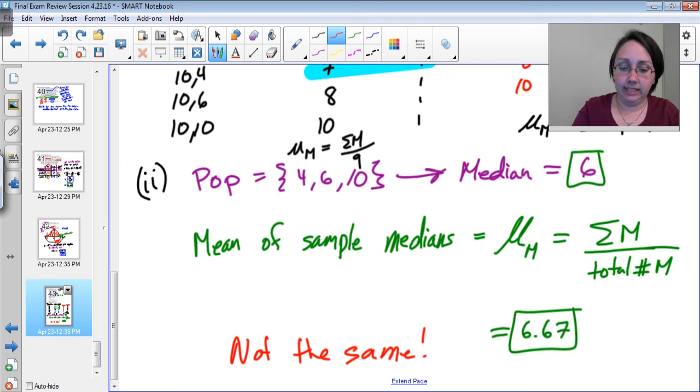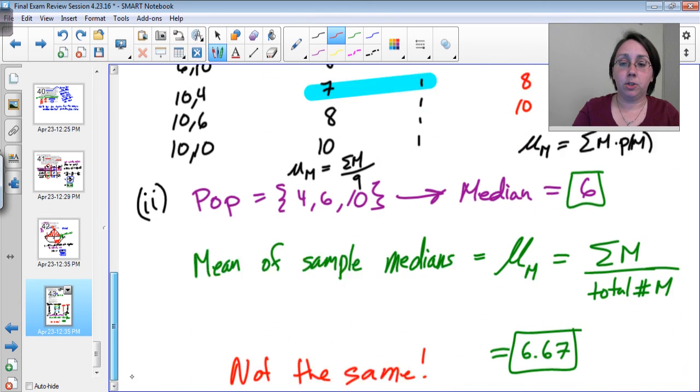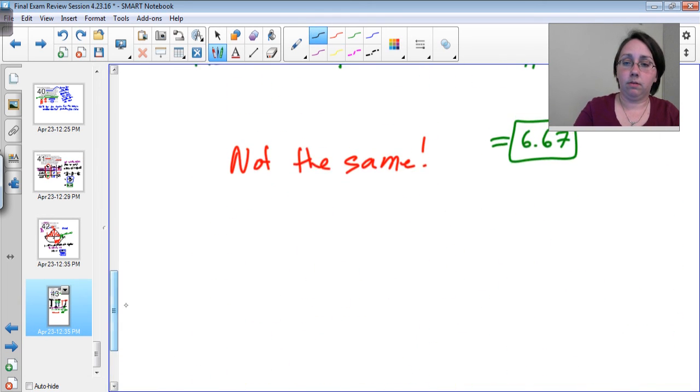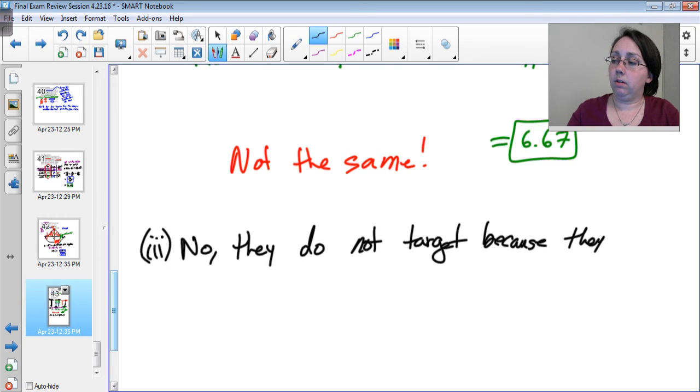All right. I think that's the end of part 2. Hold on, let me check. Yes, part 3. Do the sample medians target the value of the population median? Target implies that they are the same. So for part 3, we would have to say that no, they do not target because they are biased. Biased, or you could just say not equal.